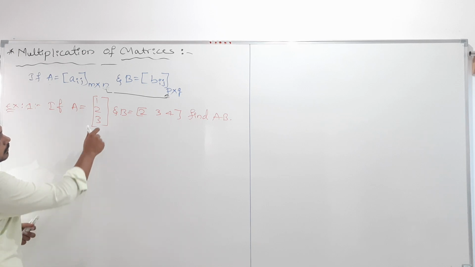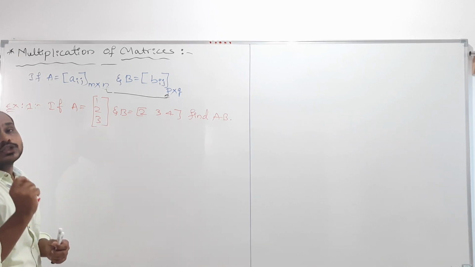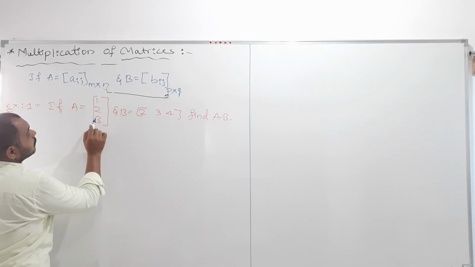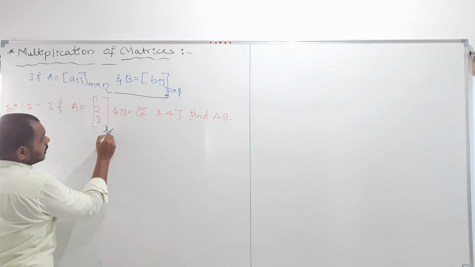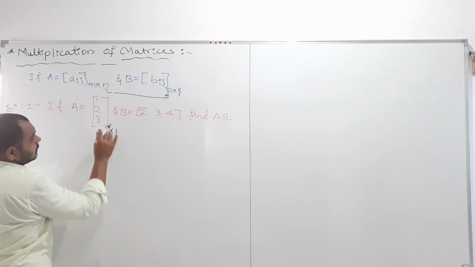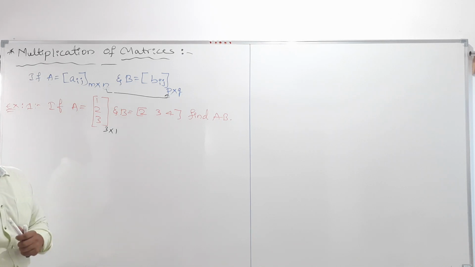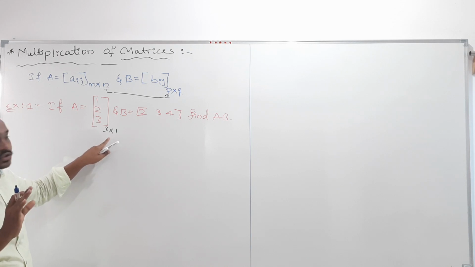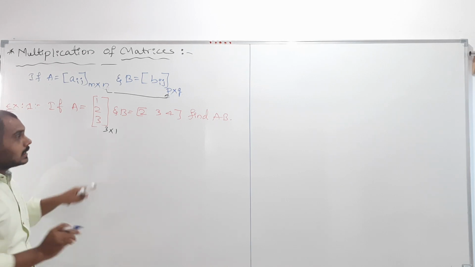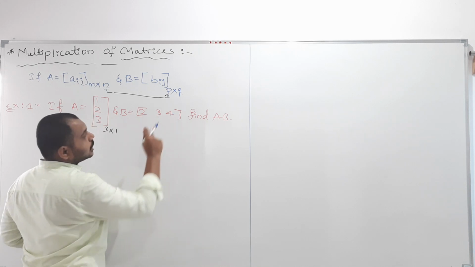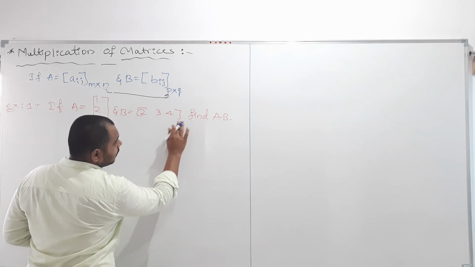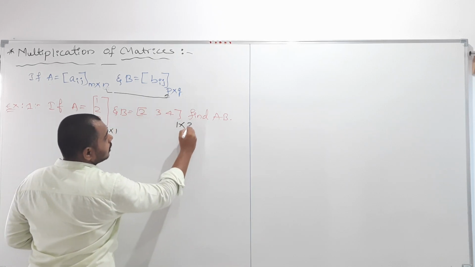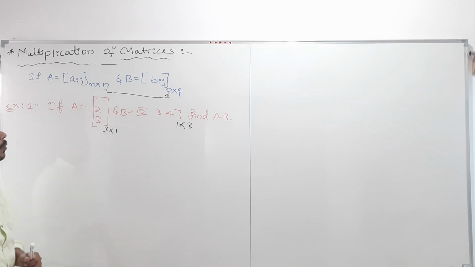My dear students, always before multiplying any matrices, we should check the order of the matrix. What is the order of this matrix? 3 rows are there and 1 column is there. The order of this matrix is 3 by 1. I am saying 3 cross 1, but actually you should read it as 3 by 1 only. Clear? And what is the order of this matrix? Only 1 row is there and 3 columns are there. Therefore the order of this matrix is 1 by 3.